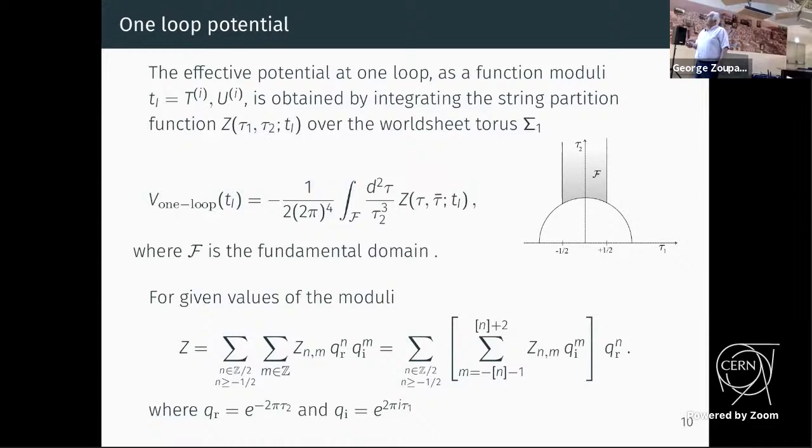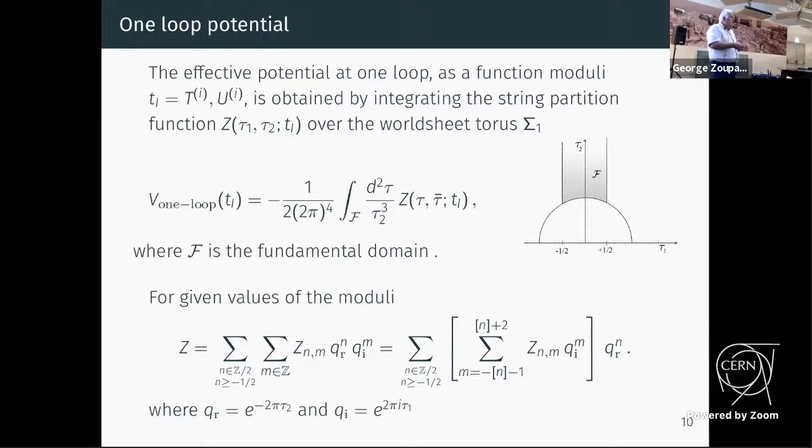Then I have to go to the one loop potential. The one loop potential involves an integration over the fundamental domain. Steve has talked about this before. You have to do this integral in order to calculate the modular dependence of this one loop potential. In principle, for generic values of the moduli, this will give you a function of q and q bar, and you get an expansion. As Steve explained, this expansion involves very big numbers, and it's an alternating series of positive and negative terms.